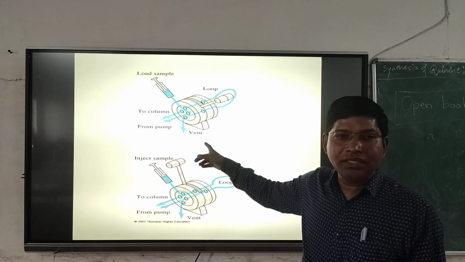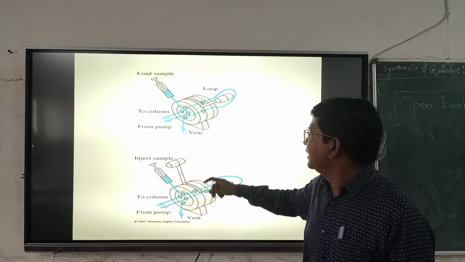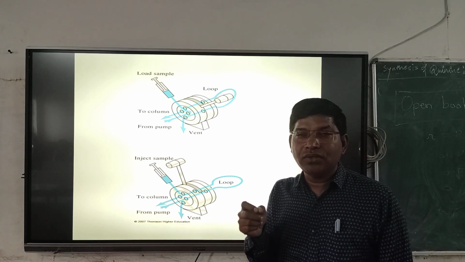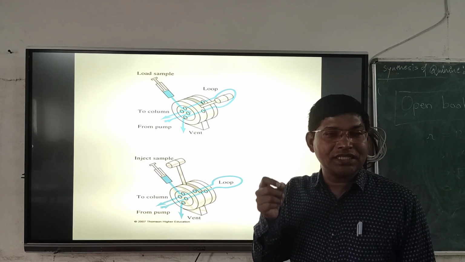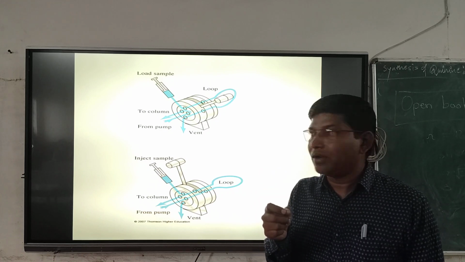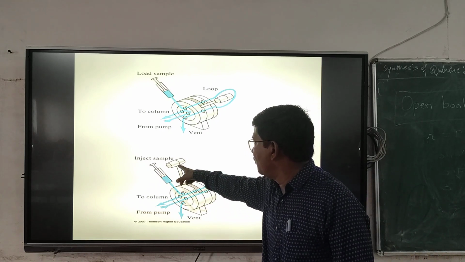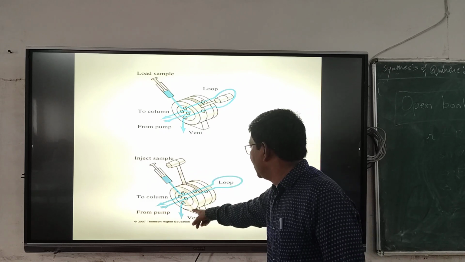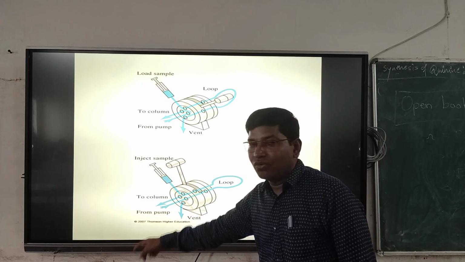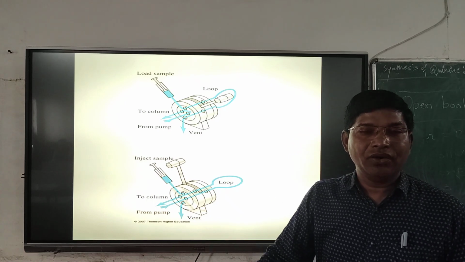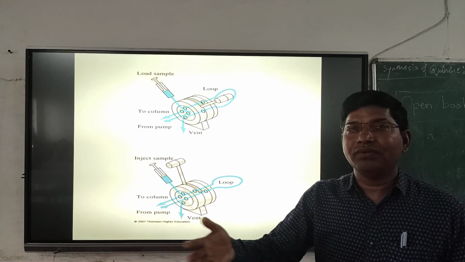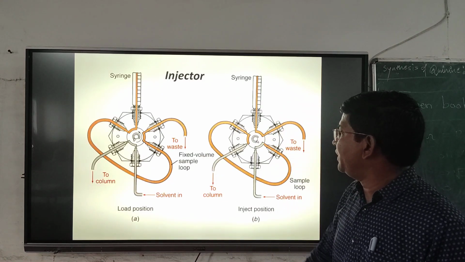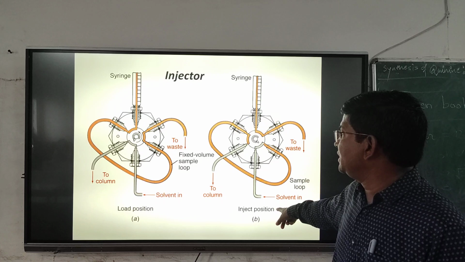I think you have seen this during your experiment. The goal is that the injected sample should pass through the column. Then we will change the mode and put it into inject mode. Now your sample will go to the column, and after going to the column, it will get separated.